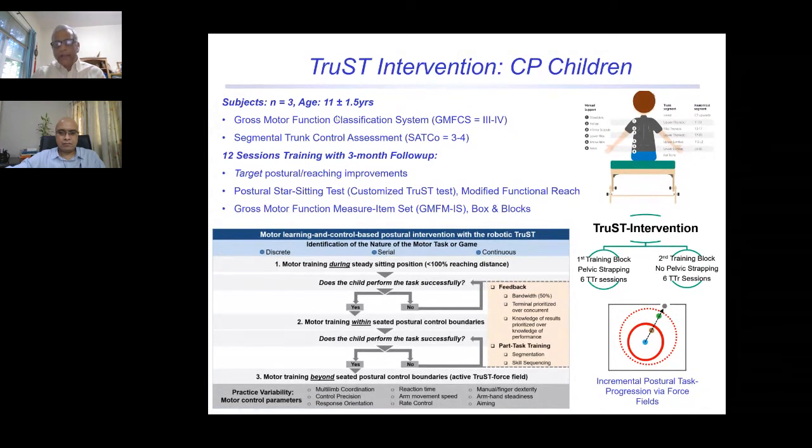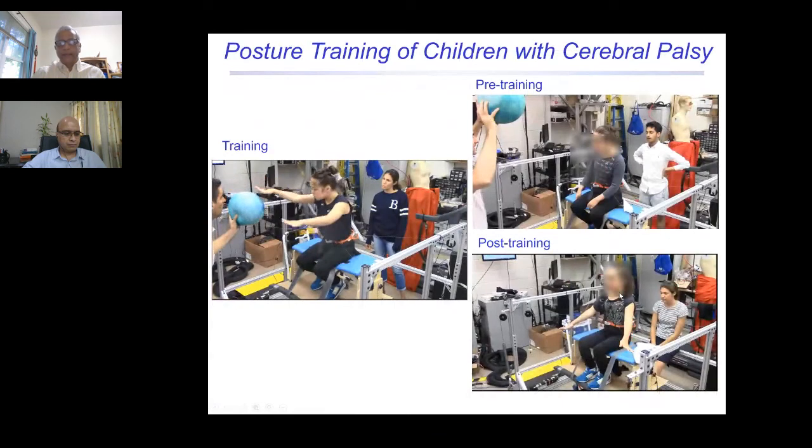It's a busy slide, so I'm not going to go through it in much detail here, but I'm going to show you some videos. The training for these children was 12 training sessions. In each of these sessions, we played around with where the belt was and how much force field was there. You will see later some of the videos of these children.